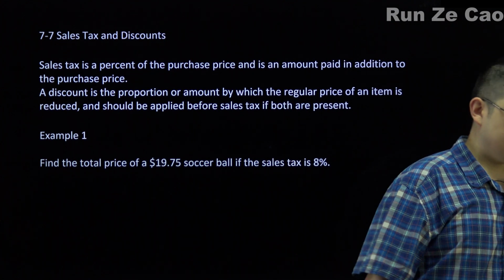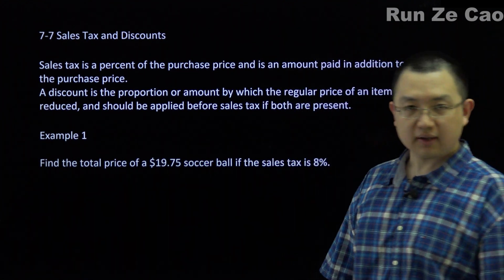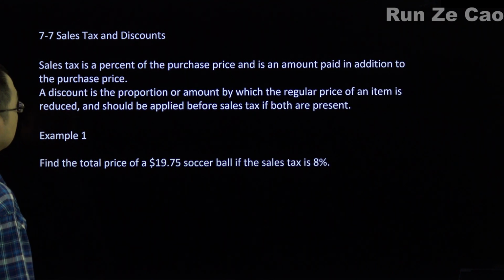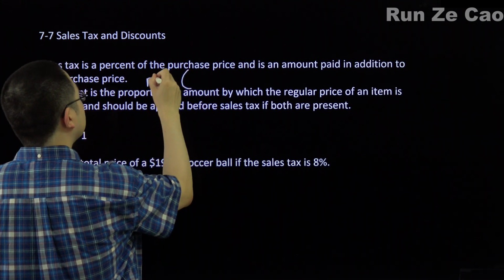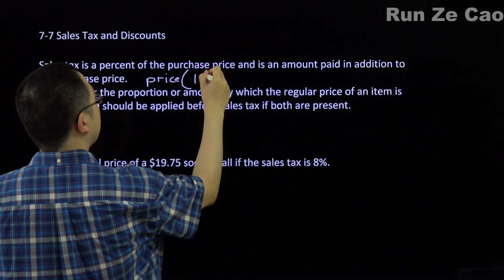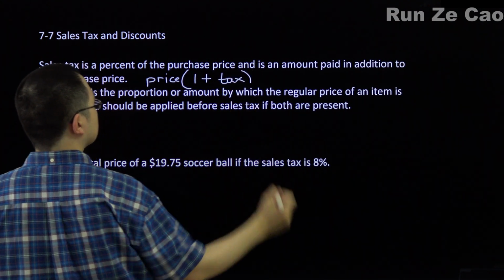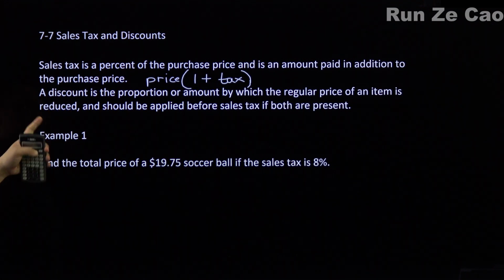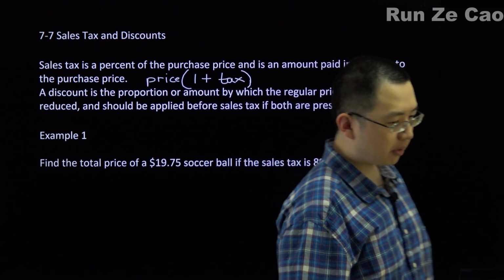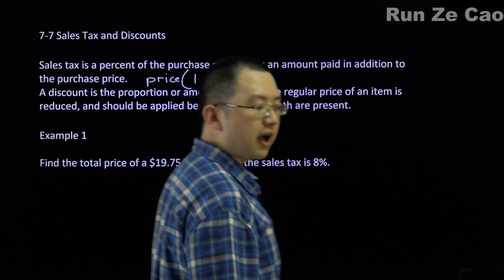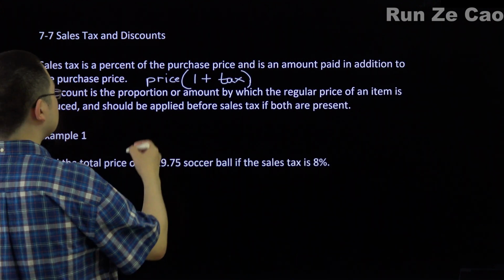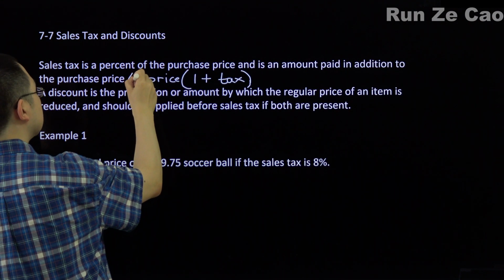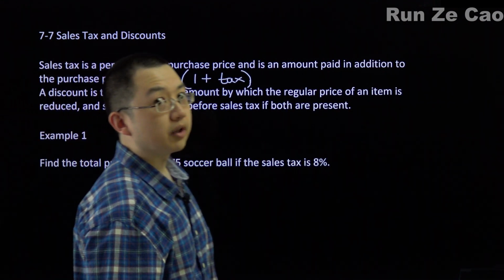All right, sales taxes and discounts. Sales taxes are percent of the purchase price, and they're paid in addition to the purchase price. So basically you multiply the price times 1 plus tax, with the tax being the decimal here. So, a discount is a proportion or amount by which the regular price is reduced and should be applied before sales tax if both are present. In other words, discount, like some multiple, D, times price times 1 plus sales tax.